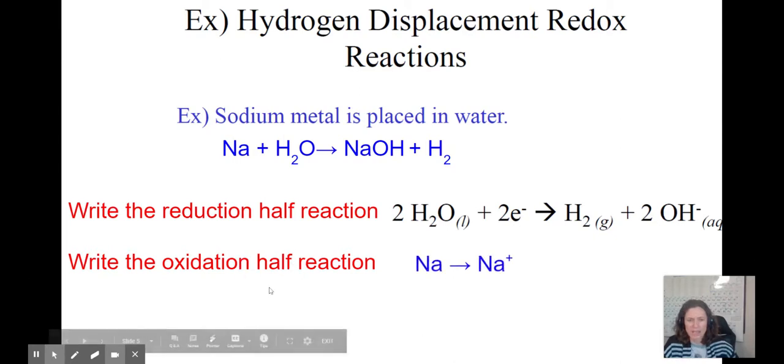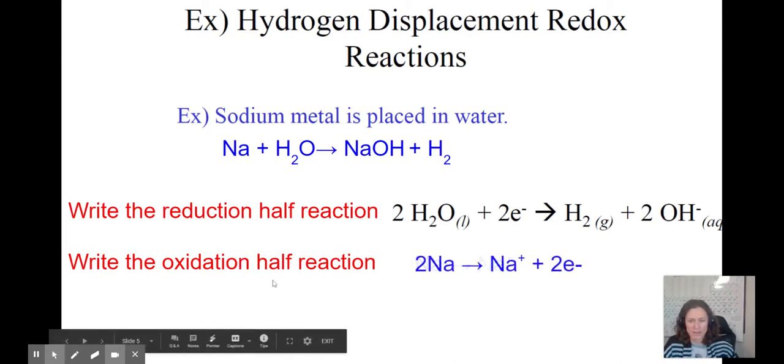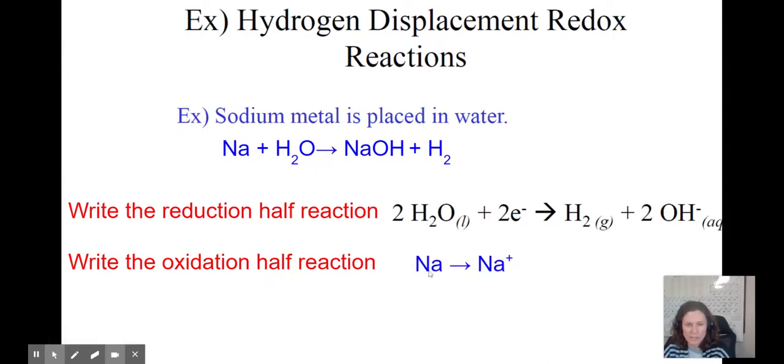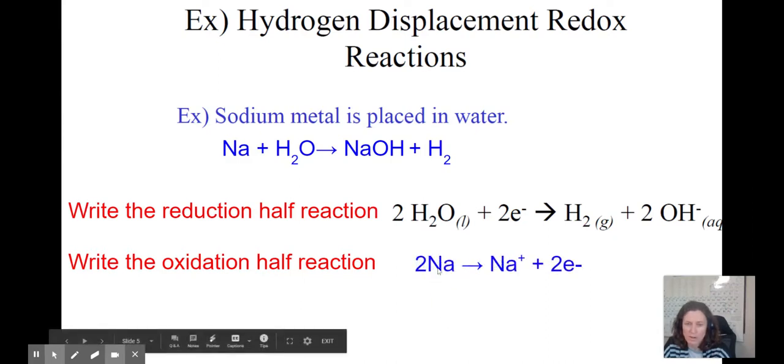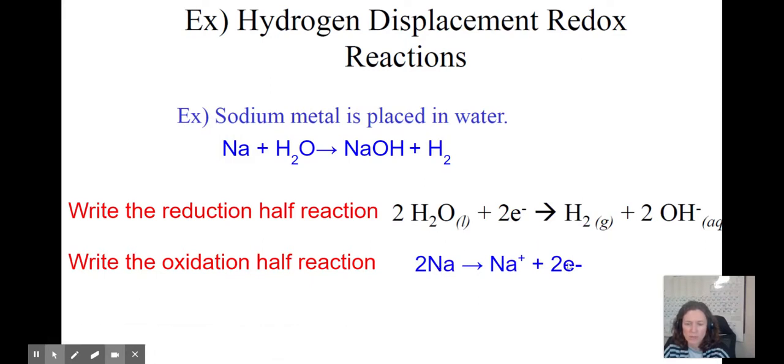And then if I wanted to look at the oxidation half reaction, we are losing electrons. So your sodium is going from no charge to a +1 charge. Okay, so my sodium is going to a +1 charge and it's losing 1 electron.